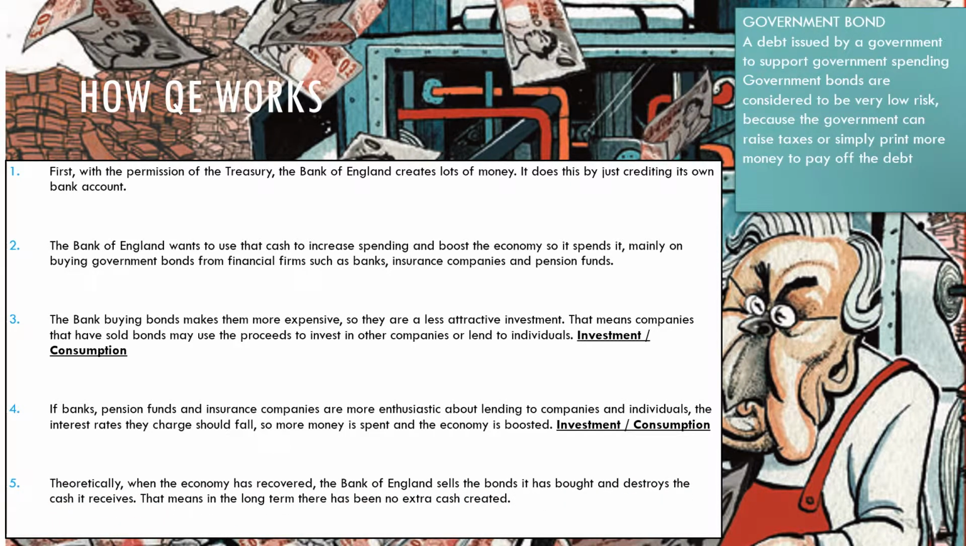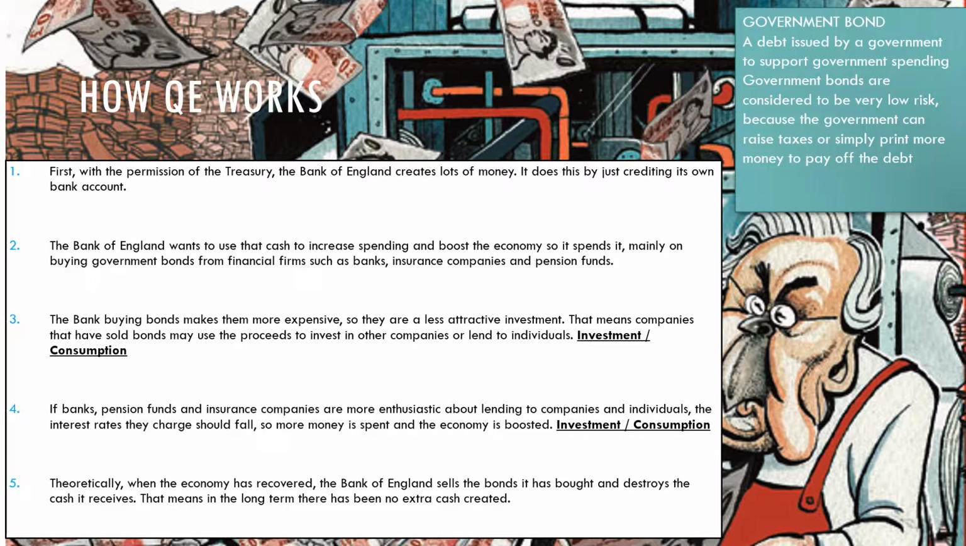Finally, the idea is that when the economy has recovered, the Bank of England sell back the bonds, the government bonds that they've bought, to the banks and then destroy the cash that they've created. So in the long term, there is no extra cash that has entered the economy. So that's the theory. You might want to watch this section again or take good notes, but that is the idea of how it works.